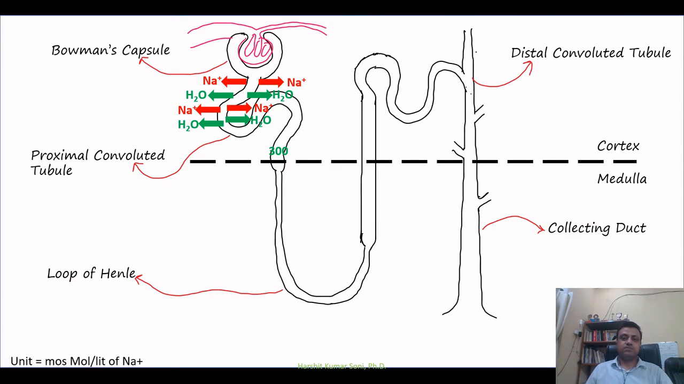The start of this descending arm of the loop of Henle, the interstitial fluid of the pyramid has a concentration of sodium ion that increases gradually. So the concentration here increases gradually, and it goes up to 4 times. So it is 300, 400, 600, 800, 900, 1000, 1100 and up to 1200. 4 times it goes from the base of the pyramid to the papilla of the pyramid.